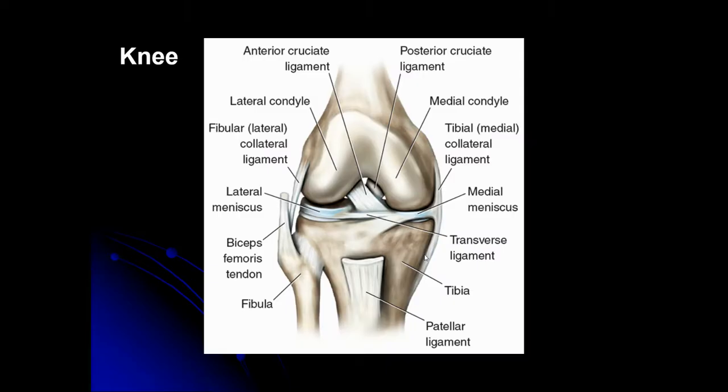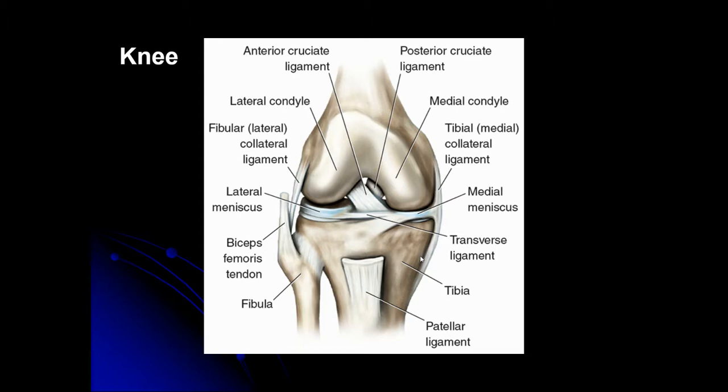If we look at the knee, it also has these two bones in the lower leg. We have the tibia and we have the fibula. The tibia is on the medial side, the fibula is on the lateral side. And so we're going to have, again, collateral ligaments. The one on the tibia side is called the tibial collateral. The one on the fibula side is called the fibular collateral.